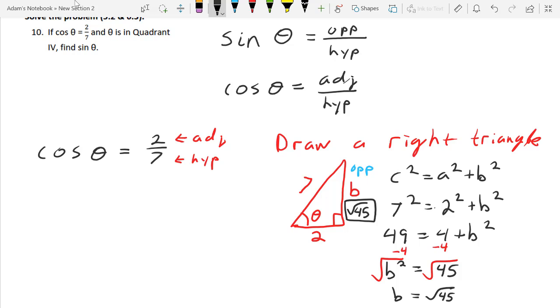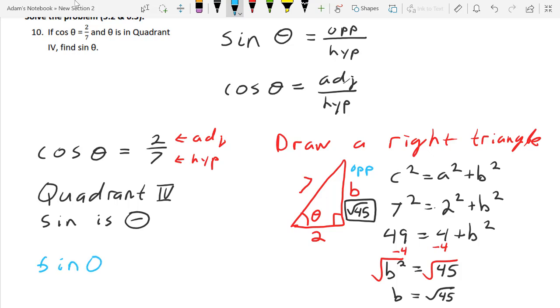So now we can say the value of the sine. Well, remember that we're in quadrant 4, and in quadrant 4 the sine is negative. So our final answer here will be sine theta is equal to negative square root 45 opposite over hypotenuse 7.